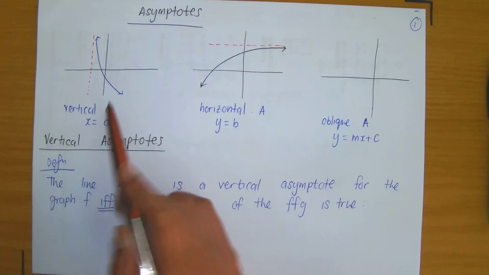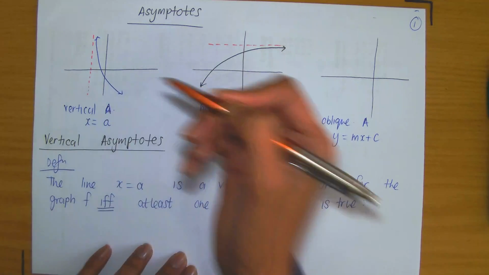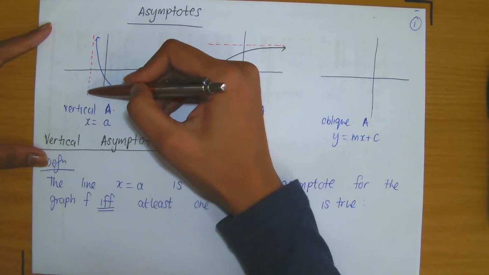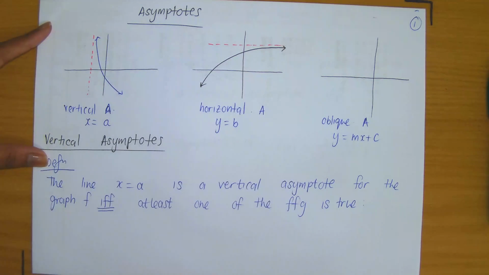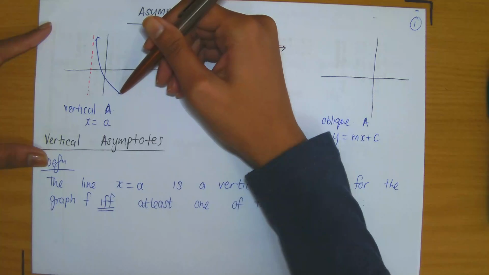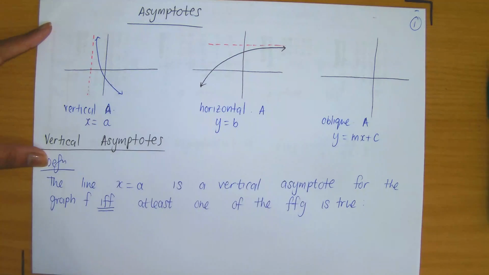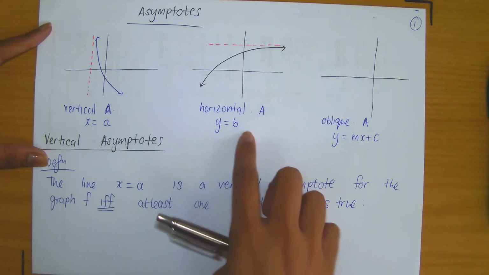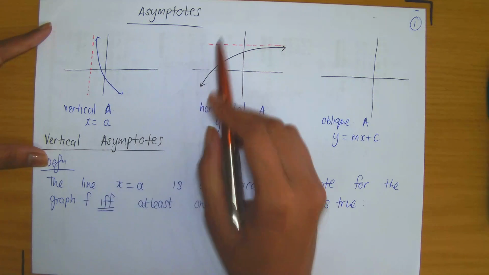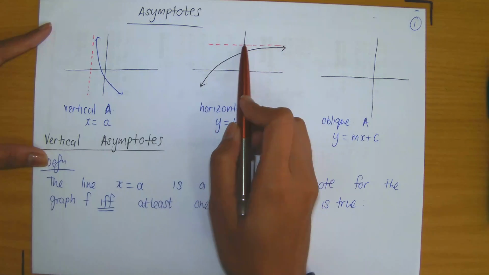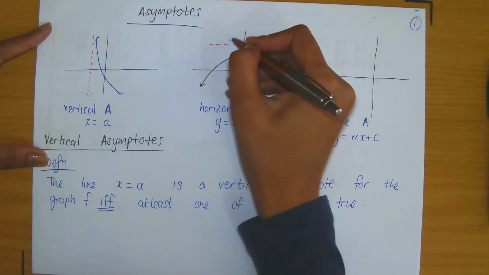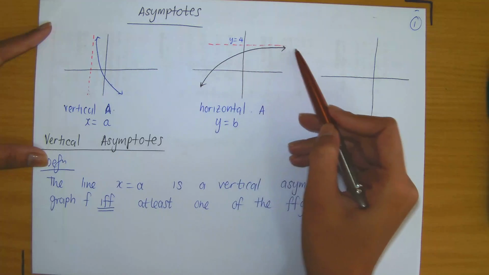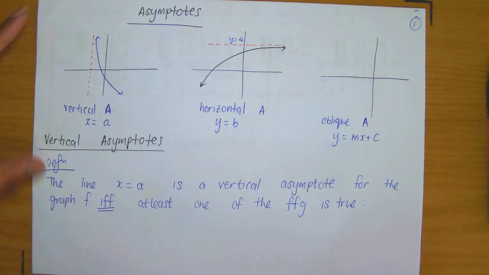The first of which is a vertical asymptote, and the vertical asymptote has the form x equals a. So this red dotted line is an example of a vertical asymptote, because observe in this picture, this function certainly approaches the red dotted line but never touches it. Similarly, we have a horizontal asymptote of the form y equals b. So here is the red dotted line, perhaps this is y equals positive 4. Observe that this function certainly approaches y equals positive 4 but never touches it.